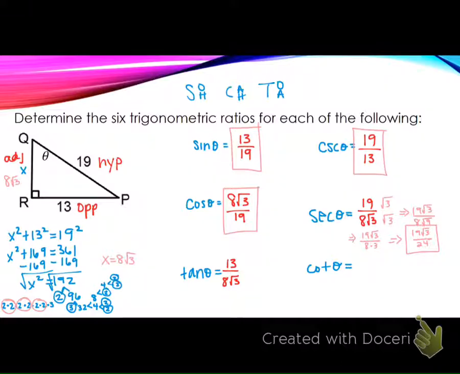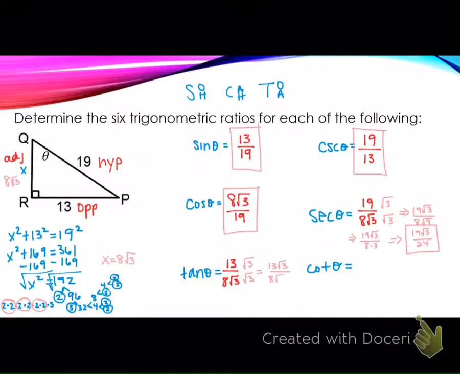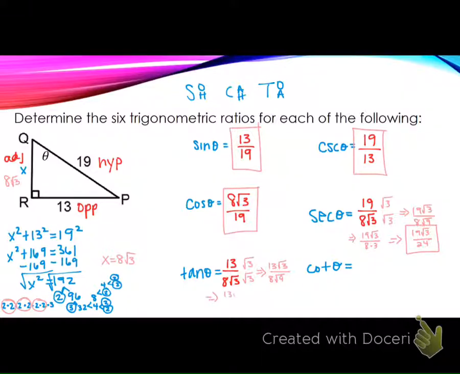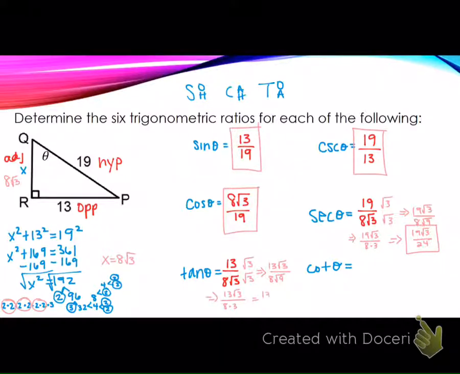So what do we have to multiply by? Stop. What do you have to multiply by to rationalize it? You're still talking, and I'm right in between you two. Stop. The square root of 9 is 3, so we get 13 root 3 over 24.